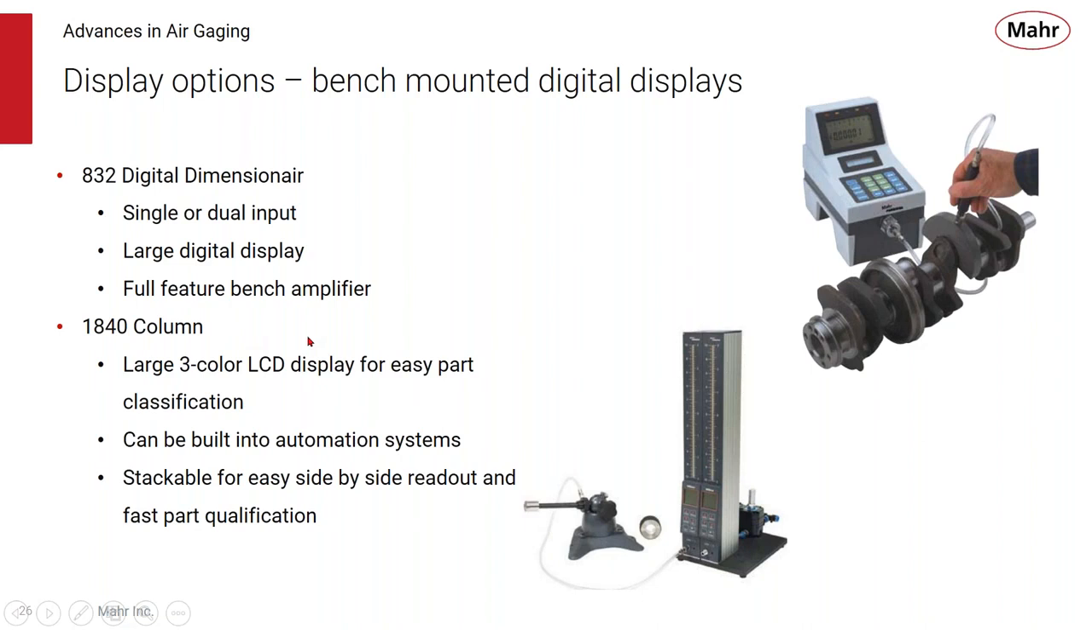And the same features can also be found in our 1840 column. This has a large 3-color LCD display and the digital readouts. They can be built into automated systems because they have machine control capabilities, and they're stackable for easy use and side-by-side readout. So if you're doing multiple dimensions, you can take a quick glance and see if both dimensions are all within tolerance or not. Again, this is a full feature column display, and basically the preference is in the operator. Do they like to see the column format, or are they more interested in the digital resolution?